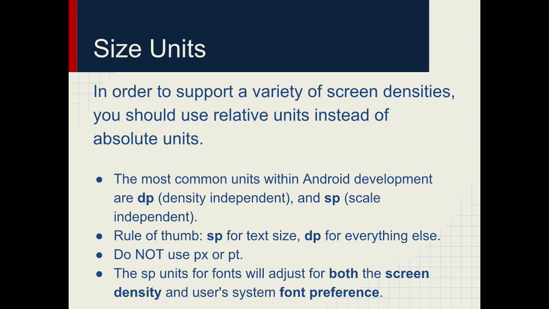The rule of thumb that we are trying to enforce is to use SP for text size and DP for everything else. SP actually takes into account accessibility settings. So let's say I am someone who has a hard time reading. I set my Android device to have bigger text. It will scale according to that.